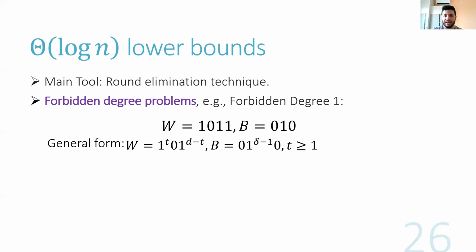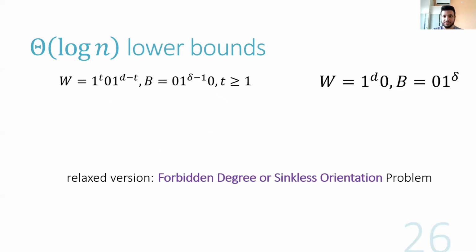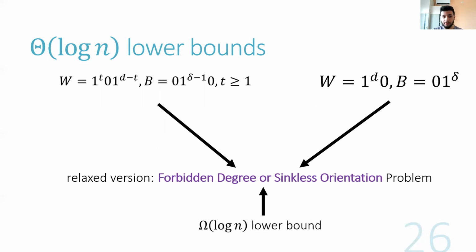And so by taking the forbidden degree problems together with the Sinclair's orientation problem, we were able to relax both of these problems into a problem we call forbidden degree or Sinclair's orientation problem, which is an LCL with 4 labels. And for this problem, we were actually able to show an omega of log n lower bound using the round elimination technique by proving that this problem is in fact a fixed point.